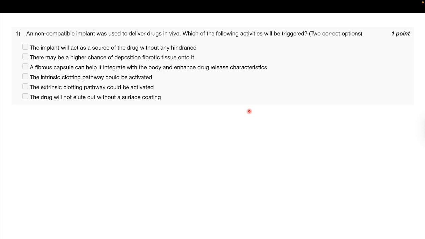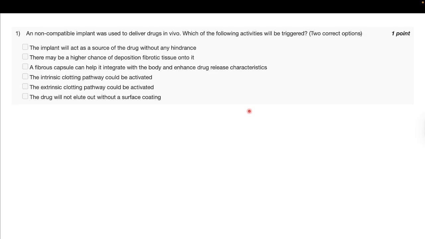Okay, let's look at the questions then. The first question is, a non-compatible implant was used to deliver drugs in vivo. Which of the following activities will be triggered? We have to choose two correct options. We already know that the implant is going to be non-compatible, but it was used to deliver drugs in vivo in a patient's body. So which of these following activities will be triggered because of it?